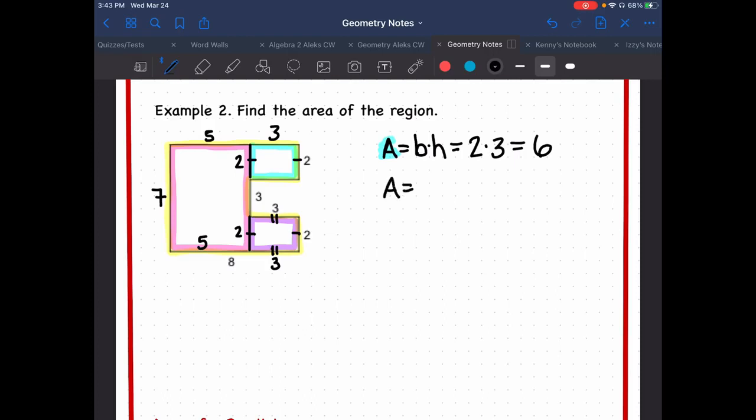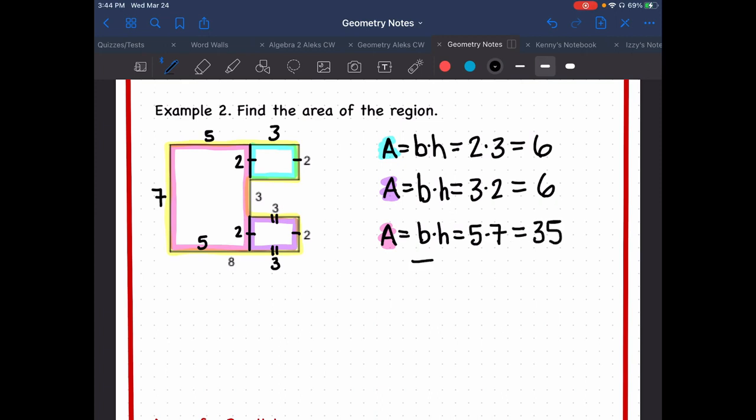Next, I'm going to do the area. Oh, let's do the area of the purple one. That's going to be base times height as well. And this time I'll do 3 times 2, which is, of course, 6. They're both the same. And then the last area is my big pink one. And that one's going to be 5 times 7, or 7 times 5, 35.